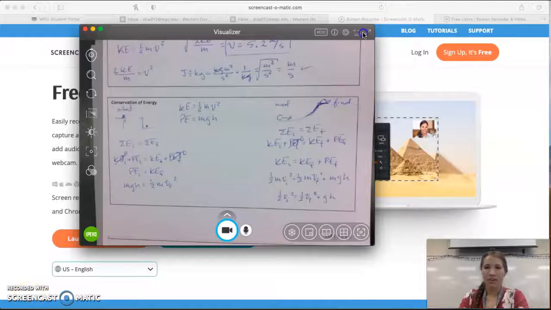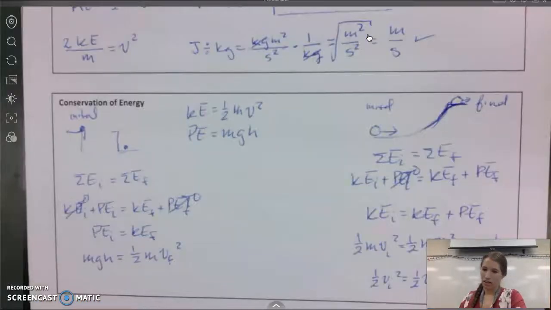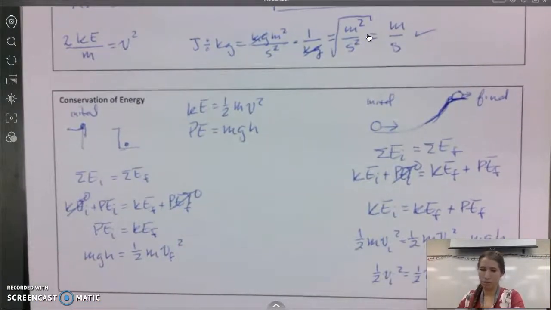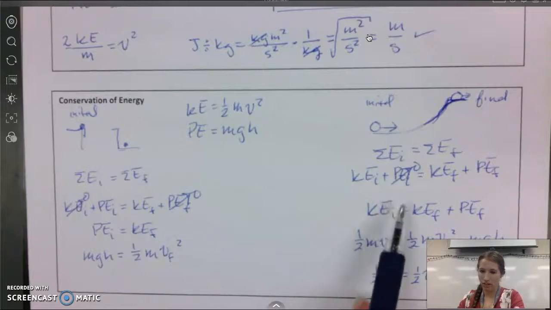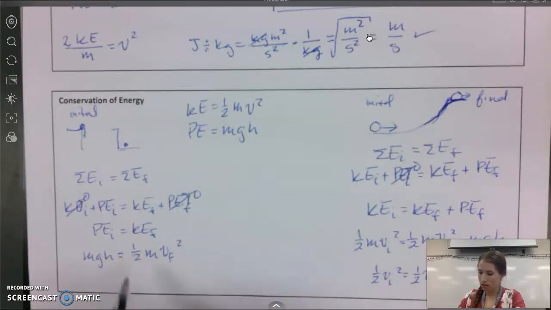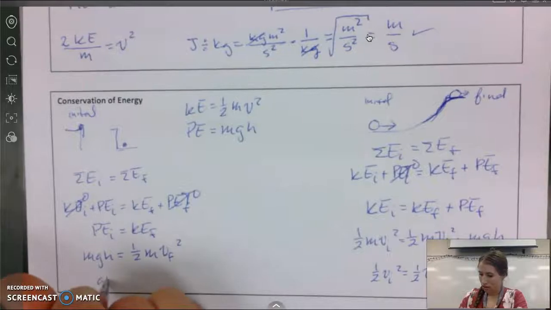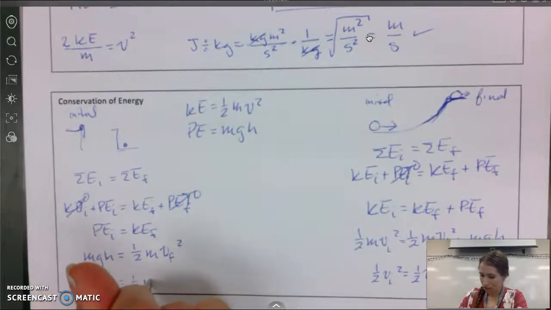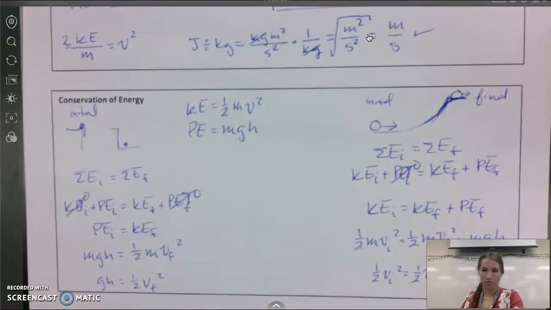Hi guys. Okay, so just that last thought. If we're looking for a component of the energy and not energy itself, often mass cancels and you can reduce down to like gh = 1/2 velocity squared. Okay, so just be mindful of that.